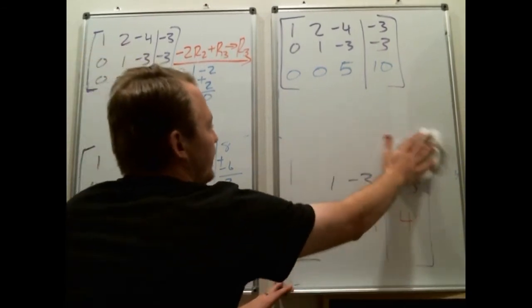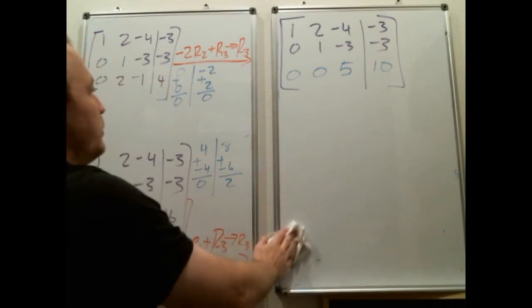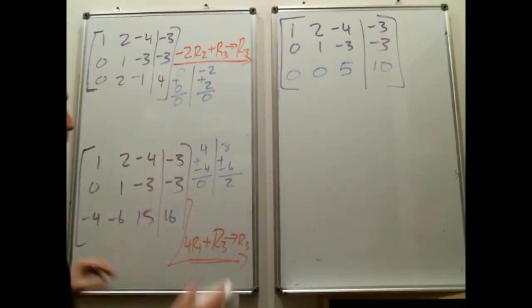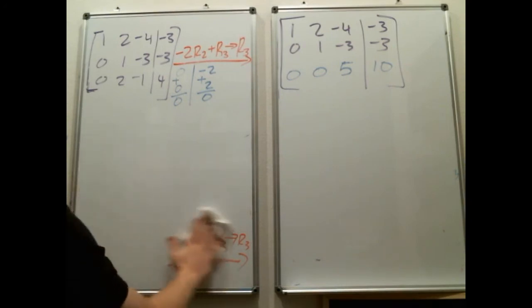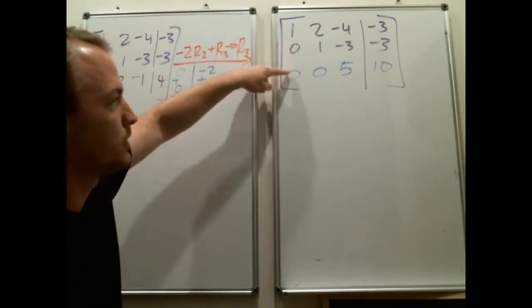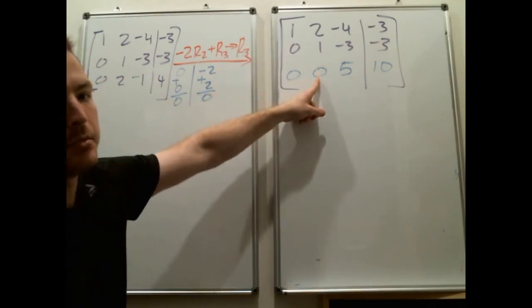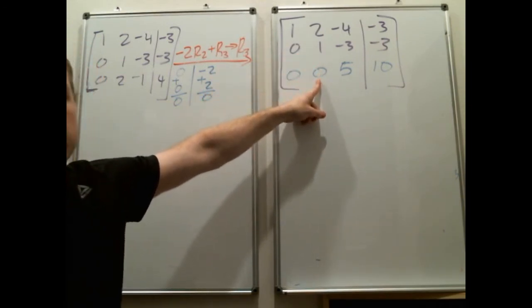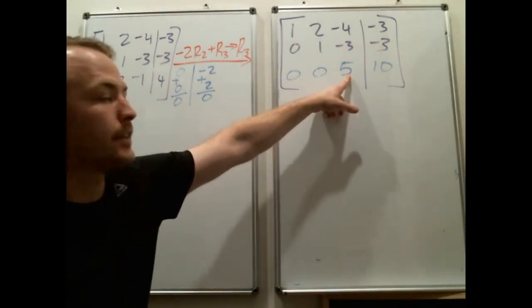Alright, so now we have that step completed. We have 1 in the top left entry, and we made all the entries below it in that column 0. Then we made this entry a 1, and we made all the entries below it in that column a 0. Now we have to move on to the next number 1 in the diagonal, which is here.